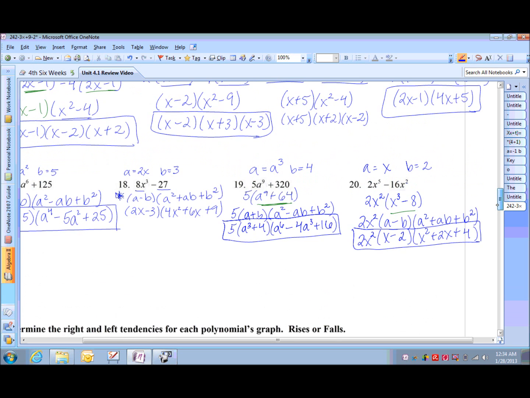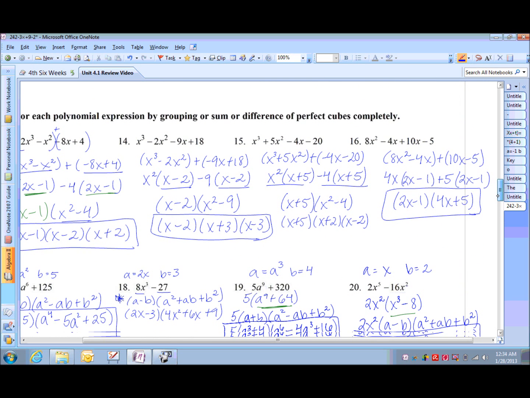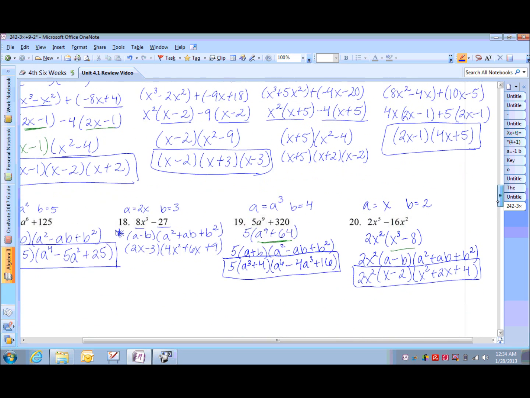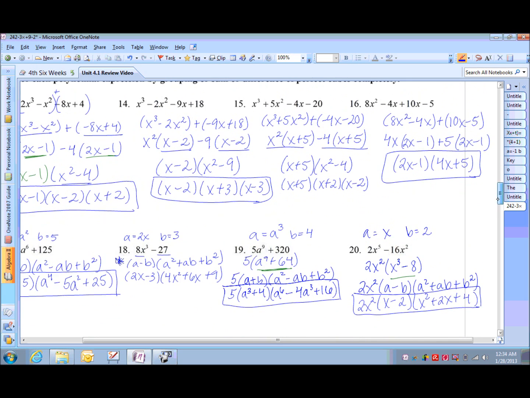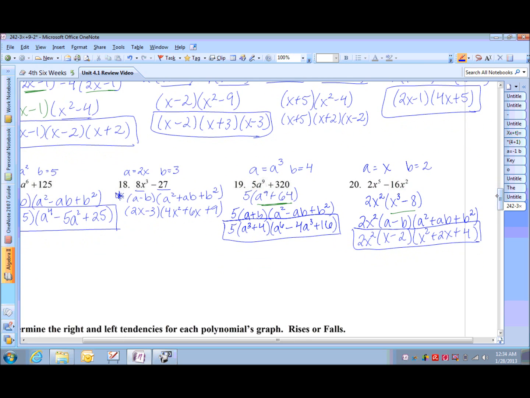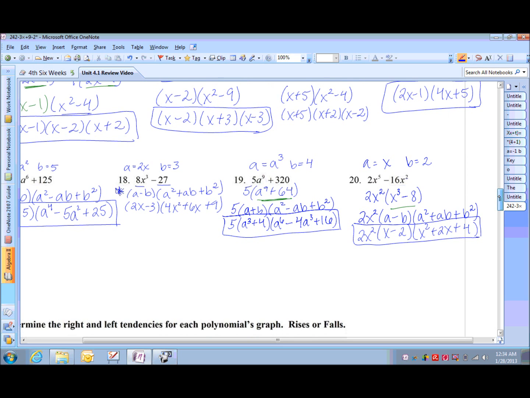And those are our factoring polynomial expressions by grouping or sum or difference of perfect cubes problems. Important things to remember when you're doing your sum or difference of perfect cubes is to pull out the GCF first. And then if you see a difference of perfect squares, you need to make sure that you factor those out. Okay?